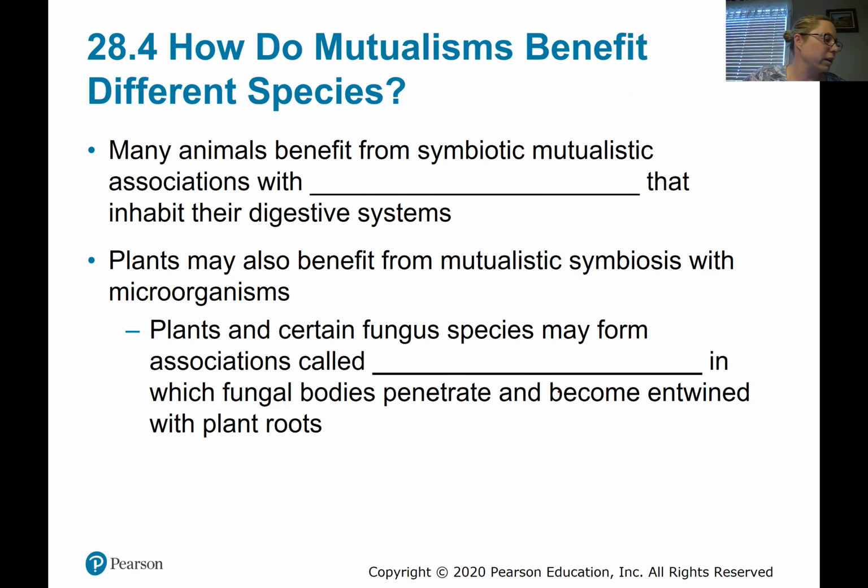Okay, the other relationship that we have talked about in terms of mutualism is associations with microbes that inhabit digestive systems. Pretty much all mammals have microbes that live in the digestive system. Even termites do. They have a symbiotic relationship with protozoa to help them digest the wood that they eat. Fungi have symbiotic relationships with plant roots called mycorrhizae.